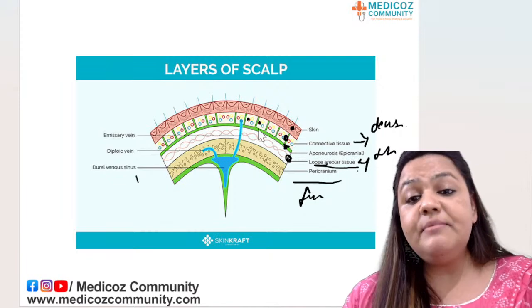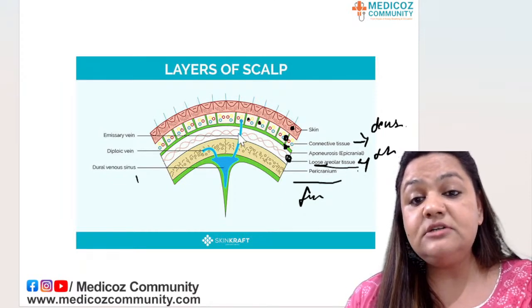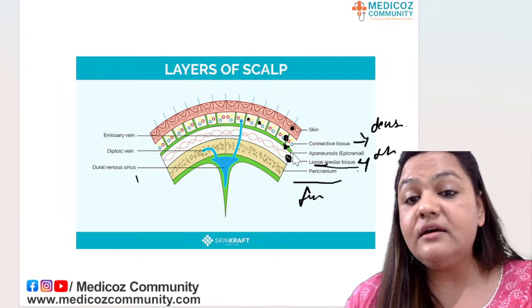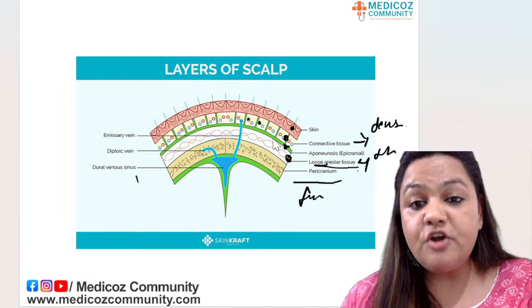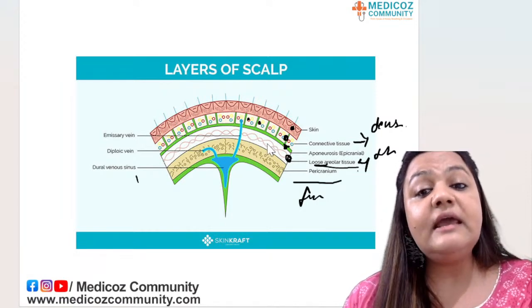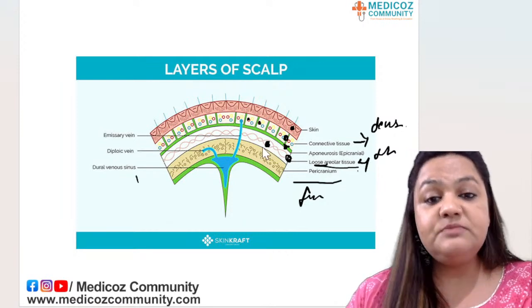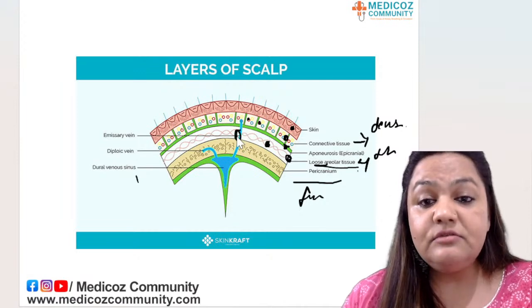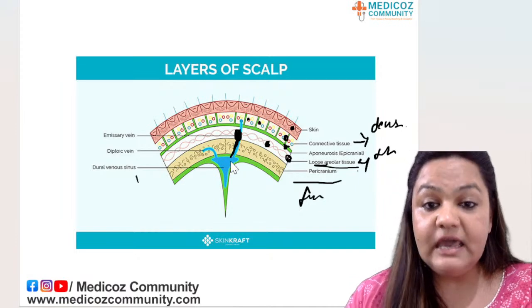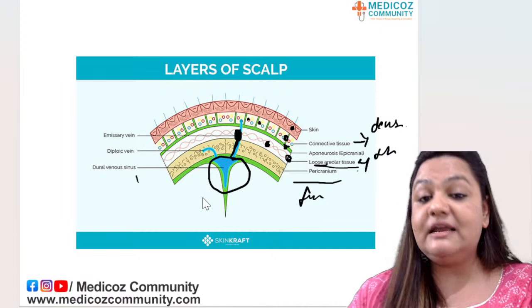Clear? So what happens, in this layer of loose areolar tissue, the fibers are arranged loosely here. So there is ample space for accumulation of pus, and if the pus gets accumulated in this area, there may be a chance of spreading of that infection from one place to another. Through this area there is a vein which is called the emissary vein, which is a valveless vein connecting with the deep venous sinuses.